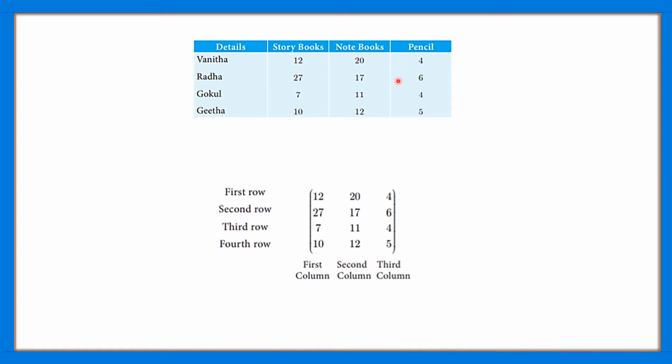So, can we arrange the given data in an easy manner? Yes, we can arrange the given data in a tabular form, which is given here. The items possessed by these 4 people are positioned in a rectangular array containing 4 horizontal and 3 vertical arrangements. These are 4 horizontal arrangements and these are 3 vertical arrangements.